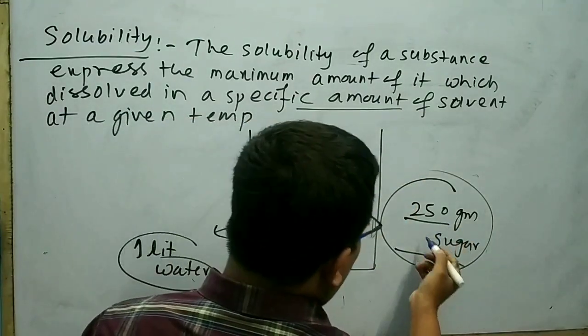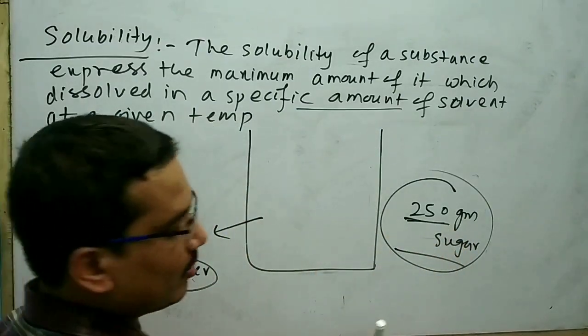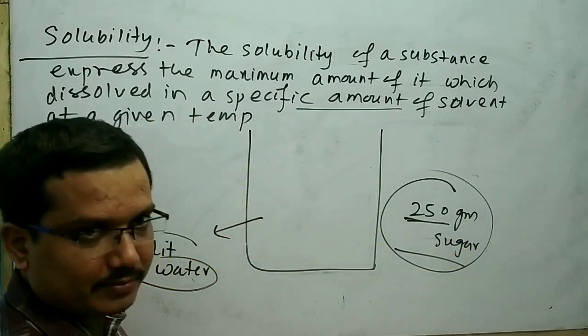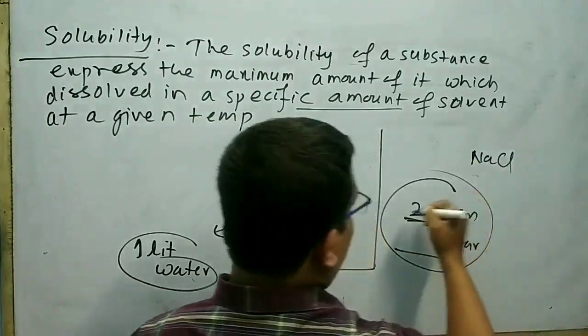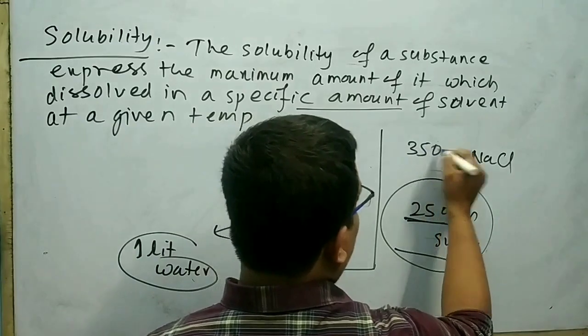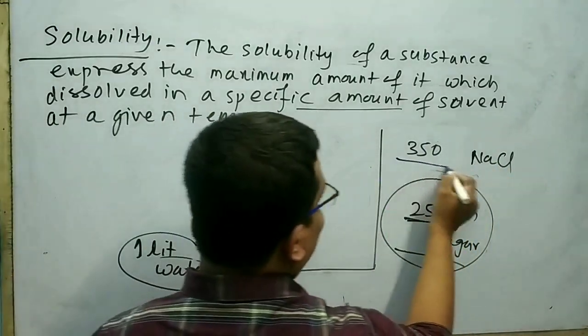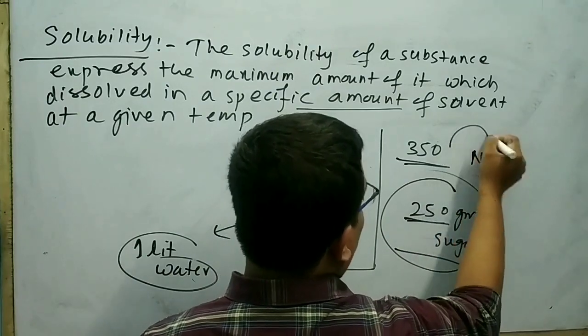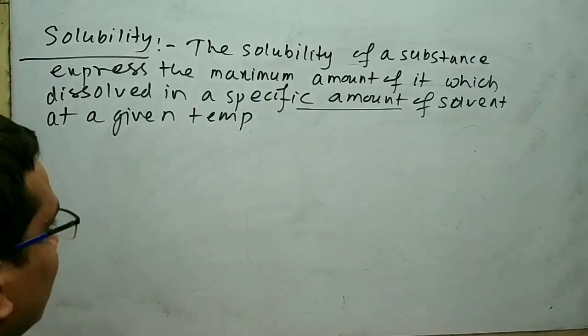Here the amount of sugar is 250. This is the maximum amount, so it is the solubility. Suppose I will take NaCl. Suppose 350 gram of NaCl is dissolved in 1 liter of water. Then this is the solubility of NaCl. This is the solubility of sugar.